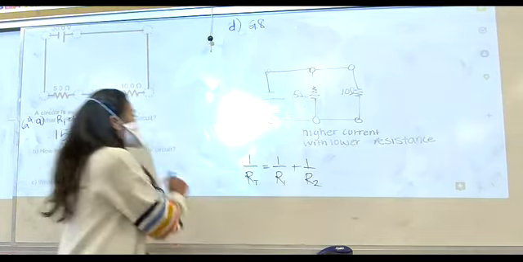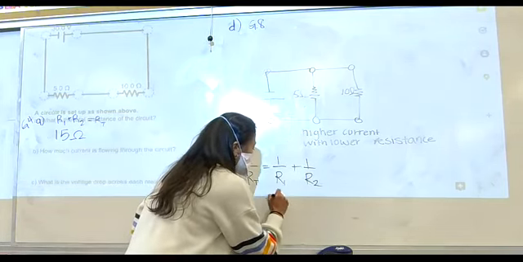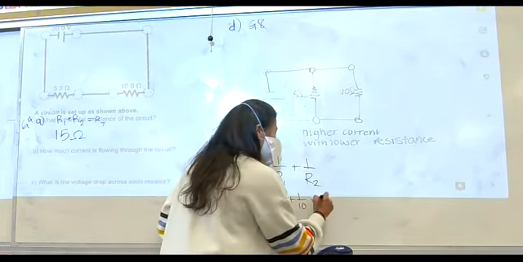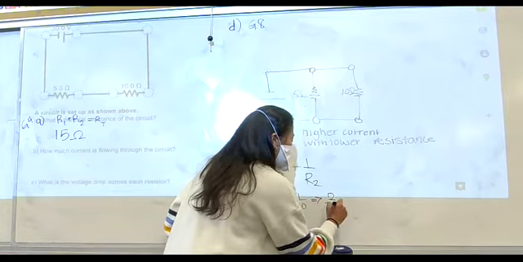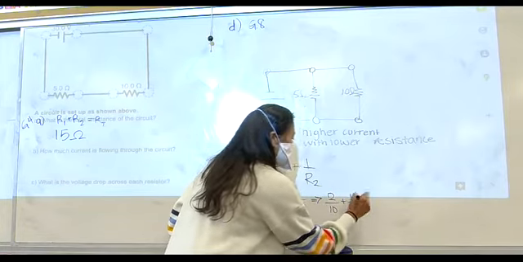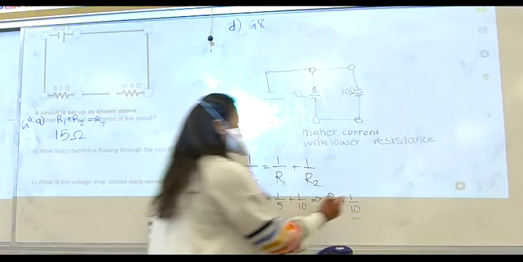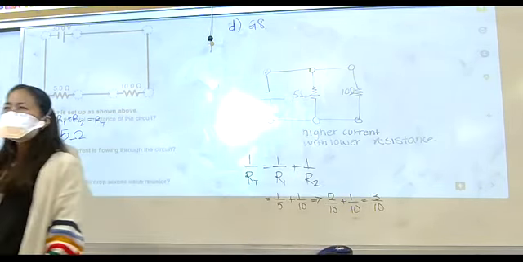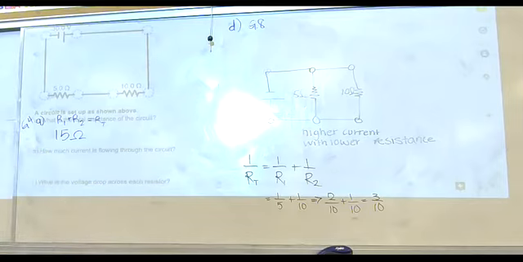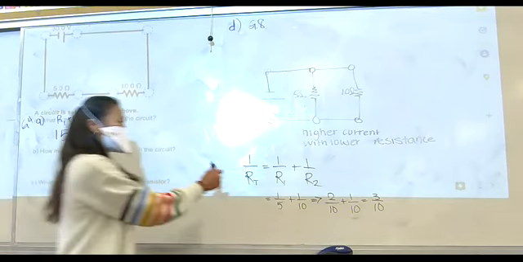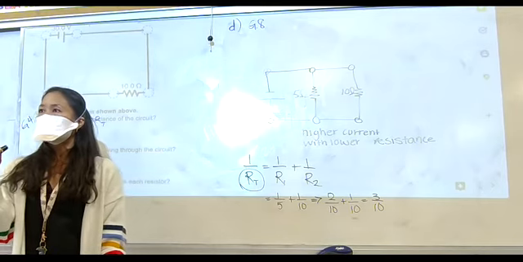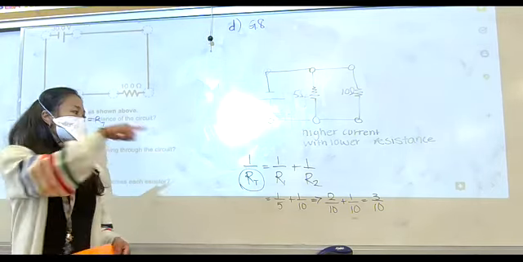So let's try it. For this one, I had 5 and 10. So I have 1 over 5 plus 1 over 10. If I do common denominators, I get 2 over 10 plus 1 over 10. Add those together, and I get an answer of 3 over 10. Is that my final answer? What is my last step? To find the total resistance, which is in the denominator. If I wanted my total resistance exactly, what do I have to do to my final answer?